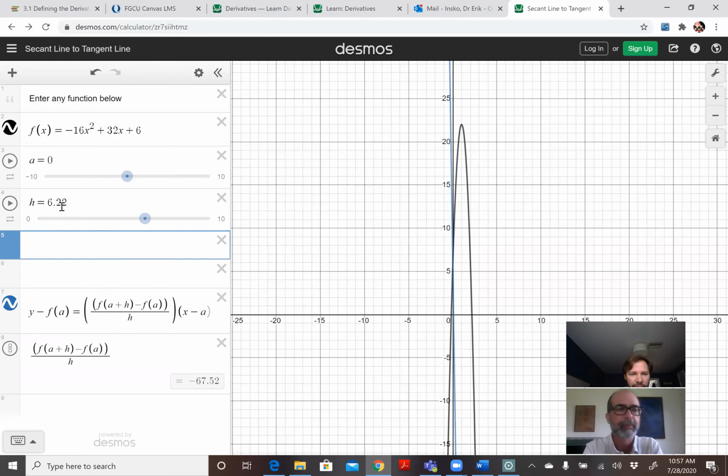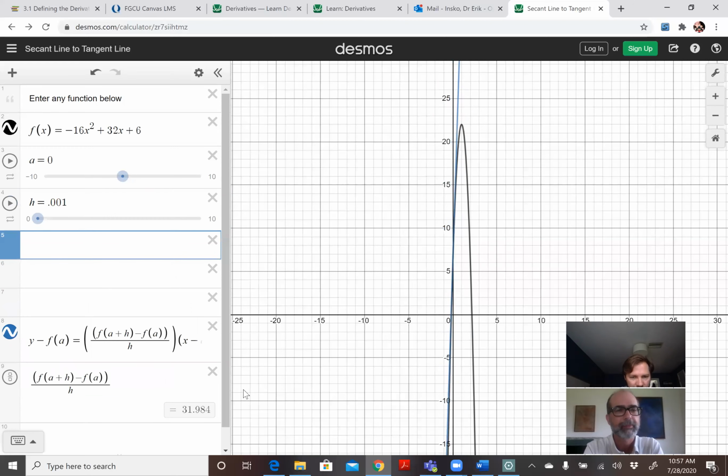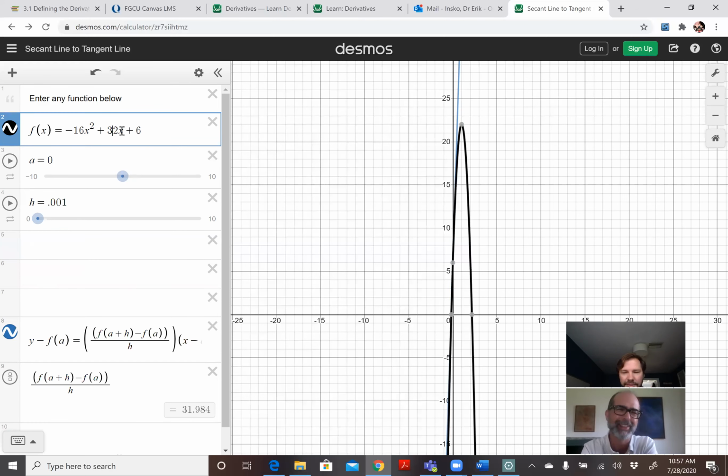Right. And I wanted to make h go to 0. So you can see that if I plug in 0.001, then the average velocity over the time interval from 0 to 0.001 is 31.98, which is really close to what we claimed the initial velocity was, which was 32. Because we've done this example too many times, we can just look at the equation and say, oh yeah, initial velocity is 32 feet per second.